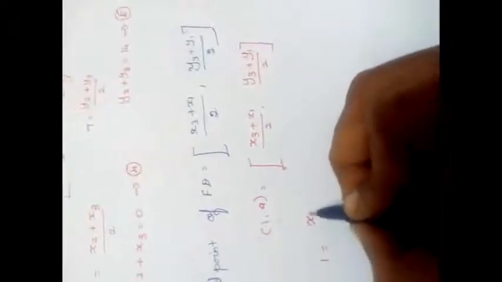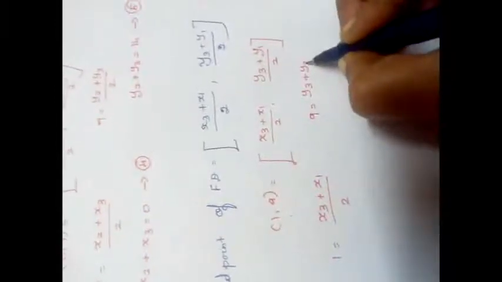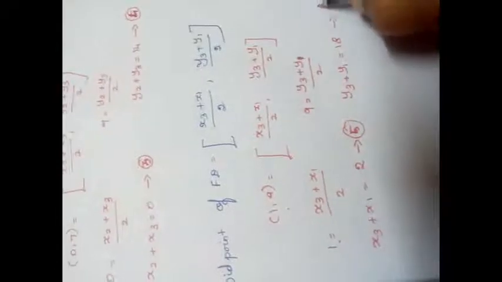Now if we equate the x-axis and y-axis, we have the equation like this: x3 plus x1 is equal to 1 into 2, 2, and y3 plus y1 is equal to 9 2s are 18. This is the third, fourth, fifth, and sixth equation.